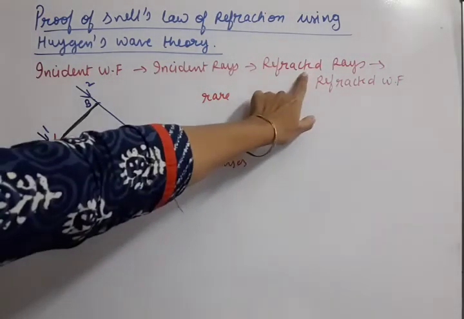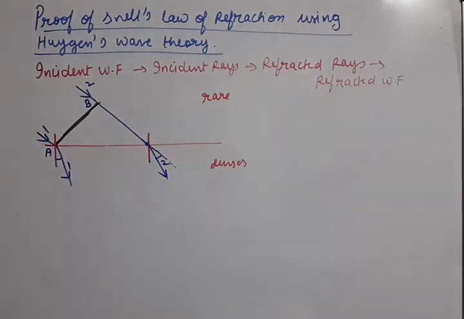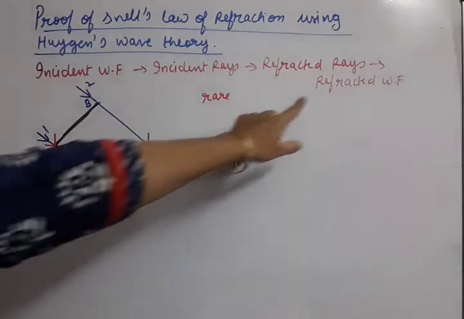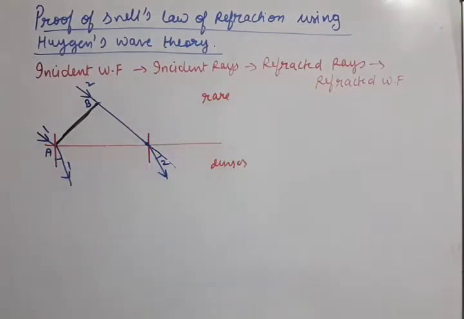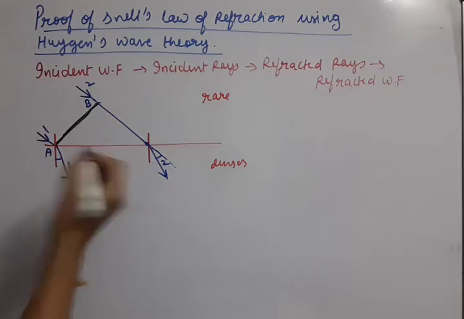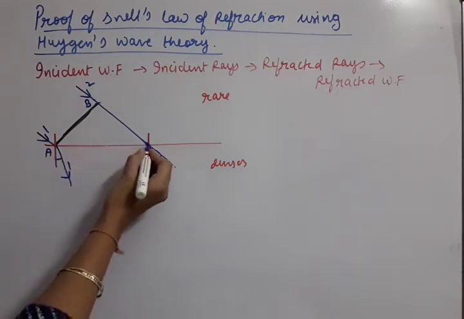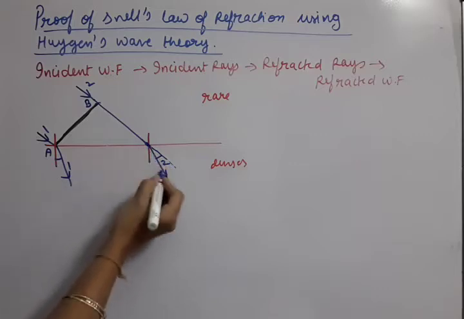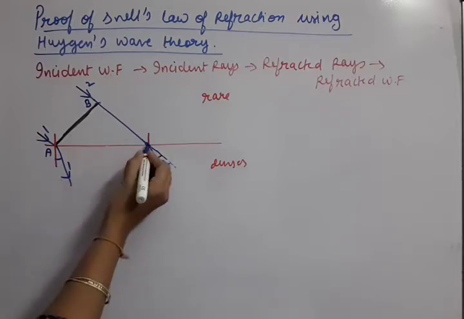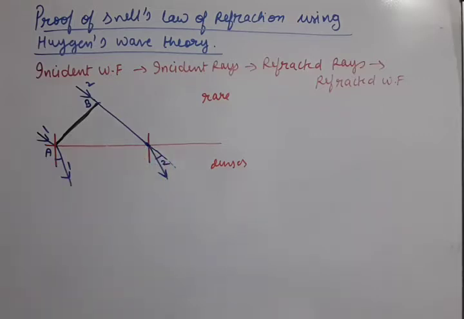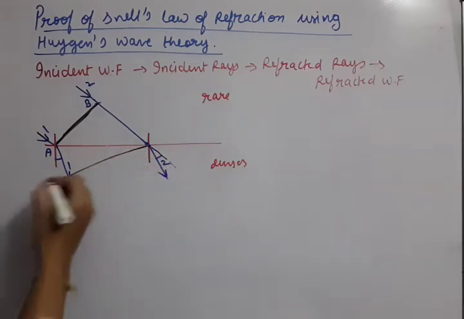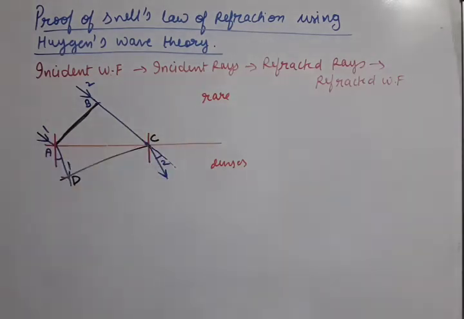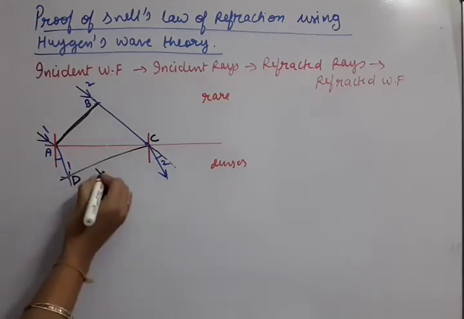Now using the refracted rays, we have to draw the refracted wavefront. We know that the refracted wavefront will be perpendicular to the refracted rays. So from here we have to draw a normal cutting both the lines. This is the first line and this is the second line. This way we cut the two lines perpendicularly, and where it is cutting, that is suppose D point here and this is the C point here. So this is our required refracted wavefront.